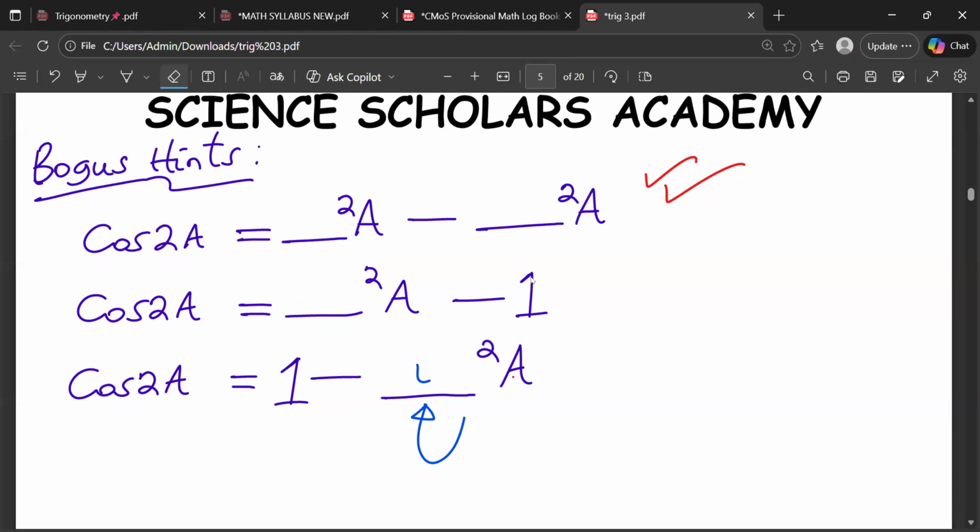People are not asking me questions. I don't know why. So one more time. Have it in mind, we have squared A for the first one. Then these other ones, it's either 1 minus coming first or minus 1 coming at the end.